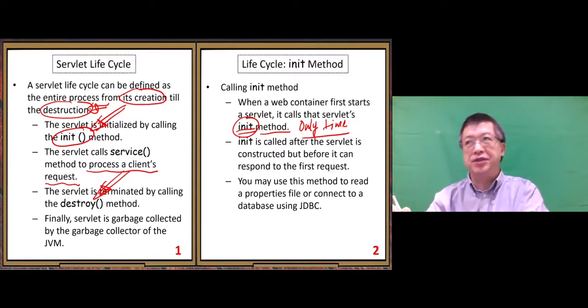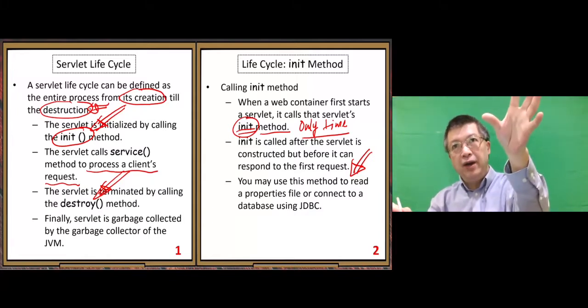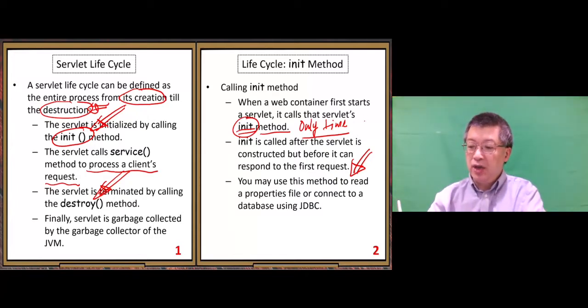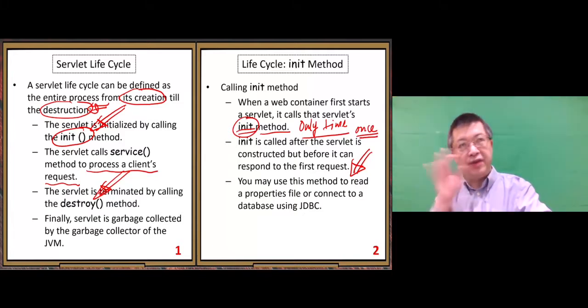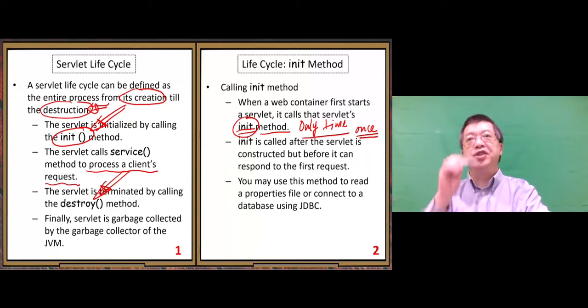Why do I emphasize this? Because this property is important to help us understand later when we talk about database connection. This property is very important. You only have one chance to call this method. If you do something there, you do not have a second chance. So that's why I want to mention: only called once in its whole life cycle. Remember this property. Then we can talk about database connection.